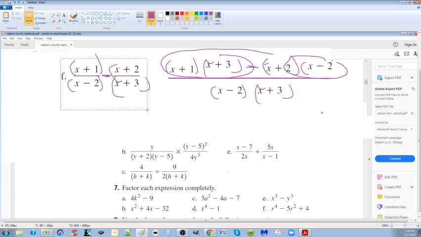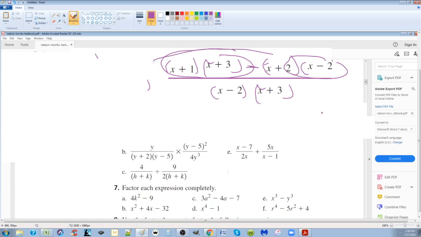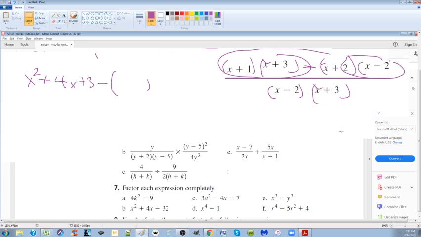Let's do that. So, what's the expansion of this? It's x squared plus 4x plus 3 minus everything in the bracket to the right. Okay? Minus, so keep a bracket around it because that minus applies to everything on the right, x squared. Oh, difference of two squares, minus 4.